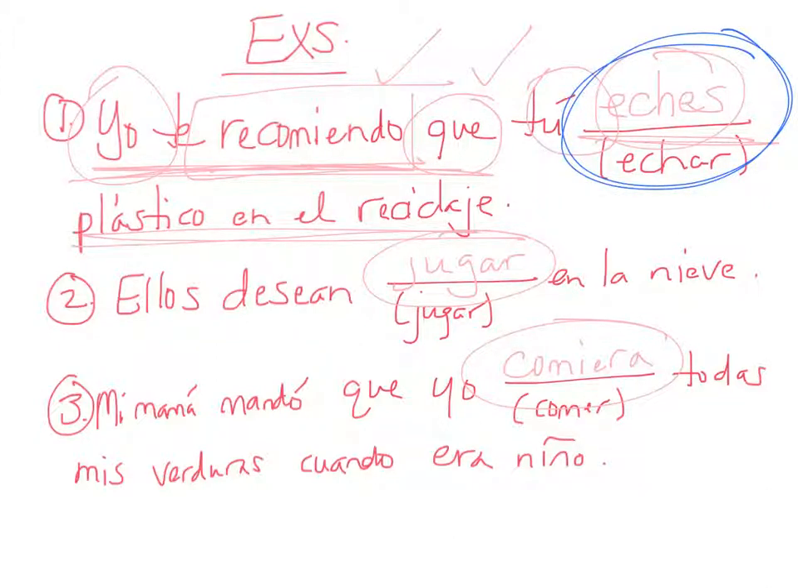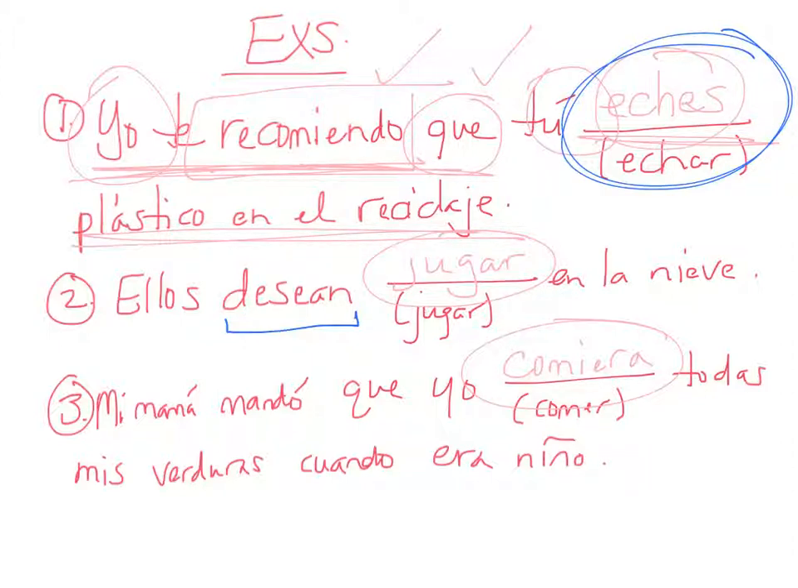Sentence 2. Ellos desean jugar en la nieve. Do I have a subjunctive setup? Yes, I do. I have a verb from the W group, desear, to desire. Do I have a K? No. That means I stop my four essential questions. If I do not have a K, I leave the verb in the infinitive. They desire to play in the snow.